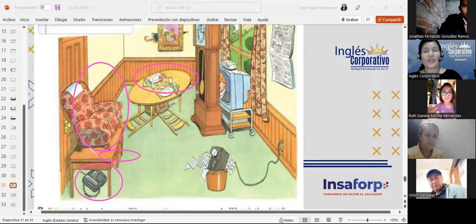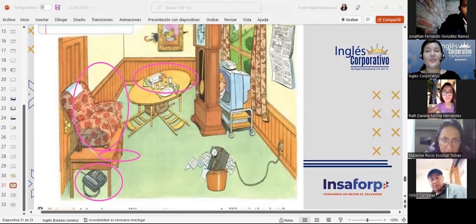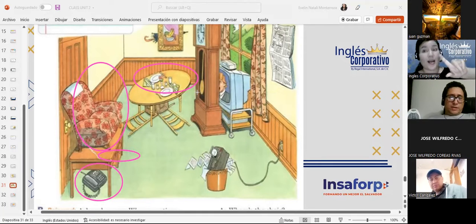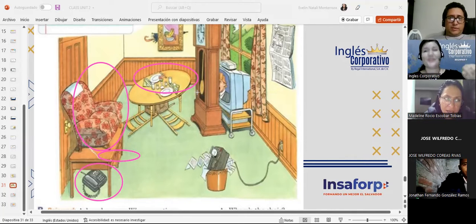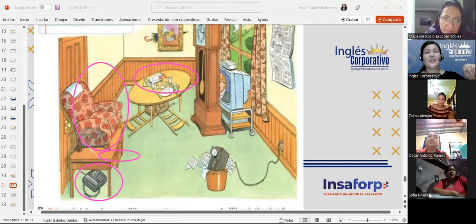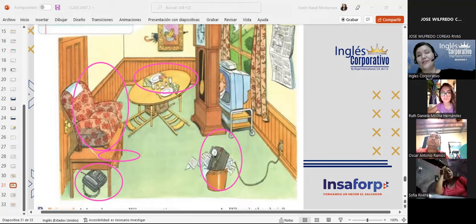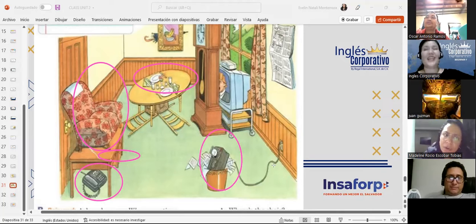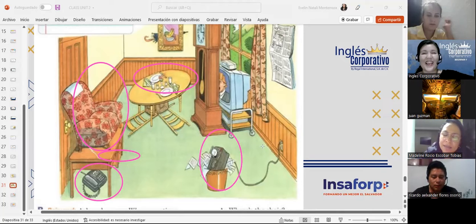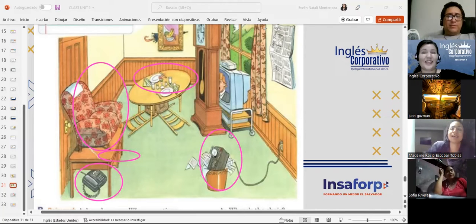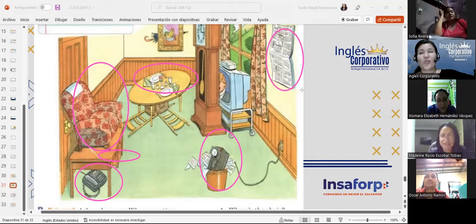Where are the chairs? The chairs are under the table. Very good. Where is the radio? The radio is in the waste basket. In the waste basket. Where is the newspaper?